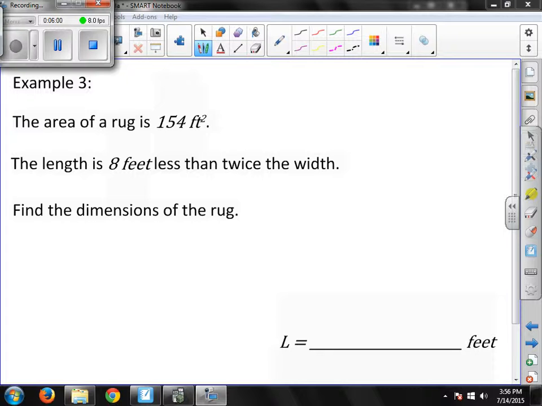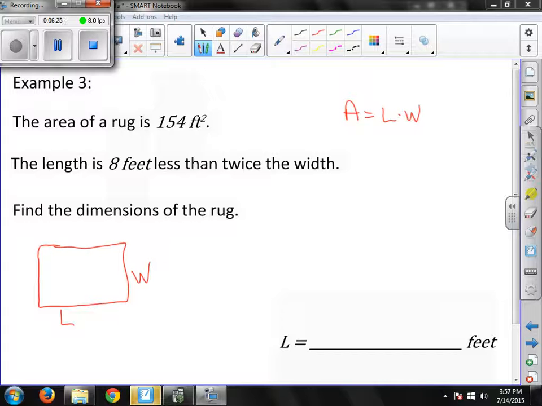Example 3. The area of a rug is 154 square feet. The length is 8 feet less than twice the width. Find the dimensions of the rug. Let's draw a rectangular shaped rug with a length and a width. Okay, area is length times width.